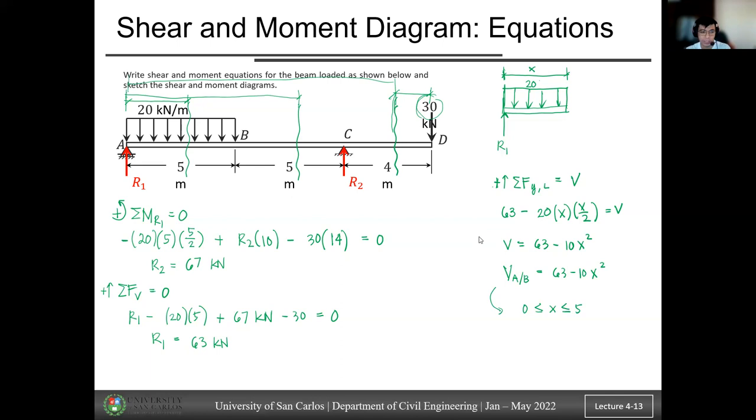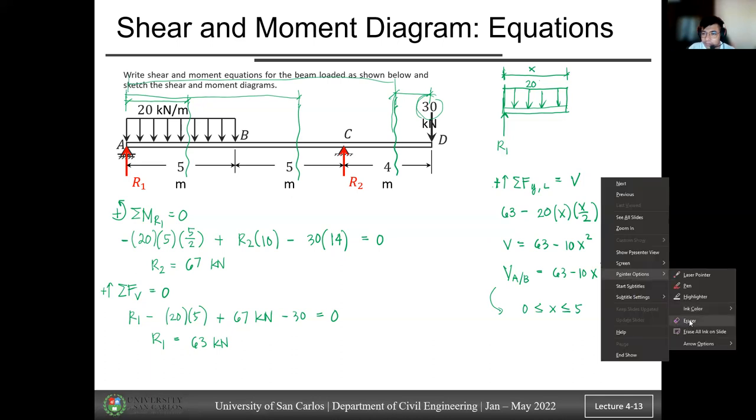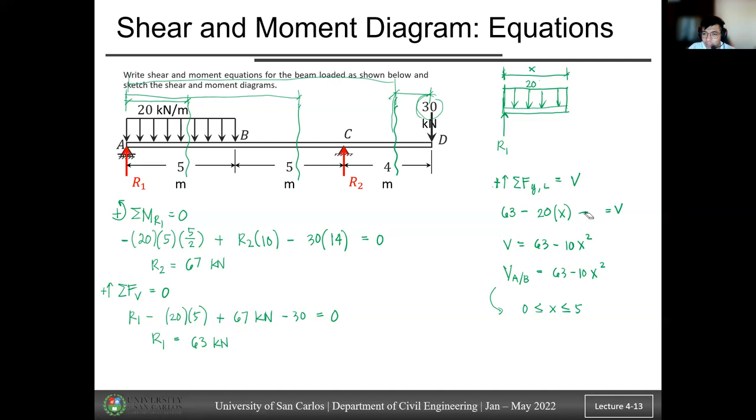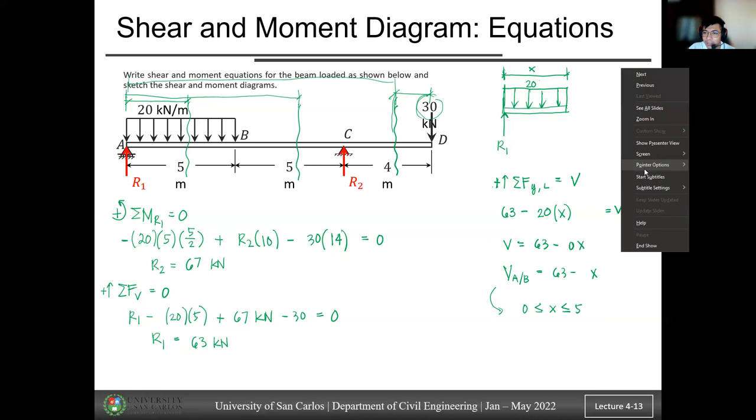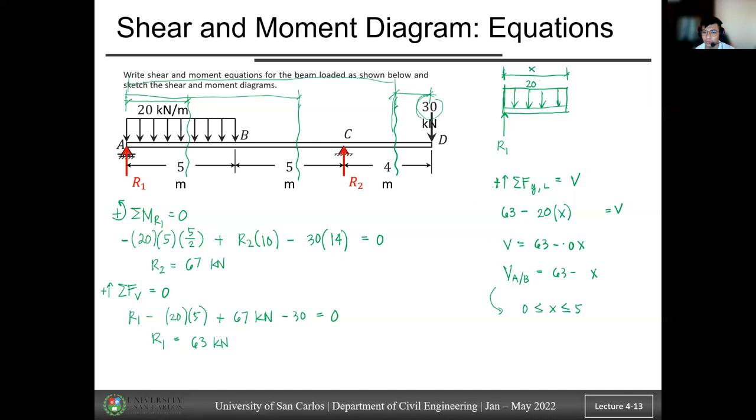Okay, so let me try to add a slide first. Okay, I overdid the analysis. So this one should only be 20x. So it's not 10x squared. We are still solving for the shear there, and what I did was to get the moment. So just 20x.